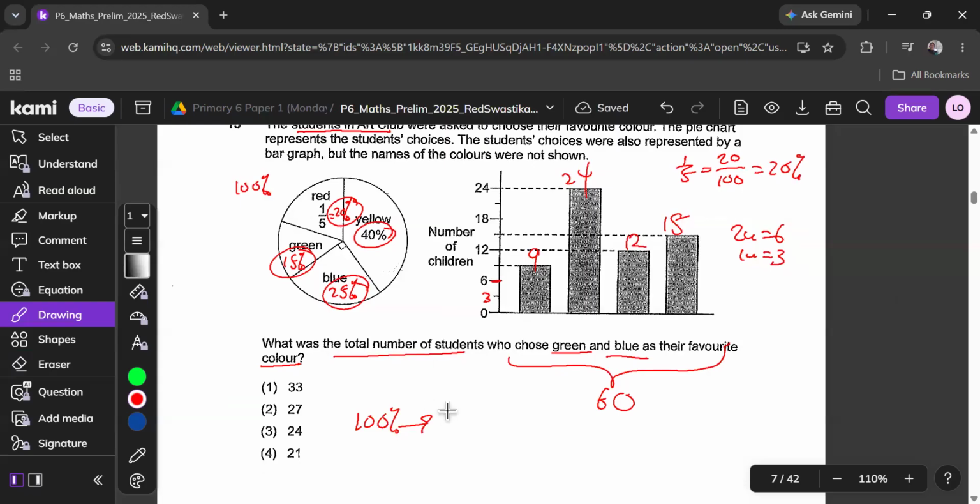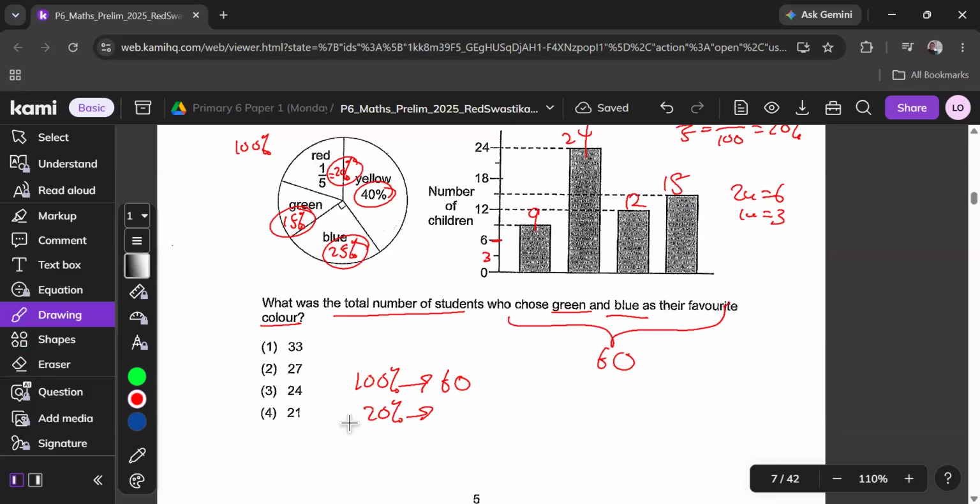100% is the total. Okay, 60. So what am I trying to do? I'm trying to find how many students like red, yellow, blue, green. So 100% is 60. Can you find 20%? So you divide by 5, jumping. Okay, you must know how to jump. Divide by 5. Then divide by 5. Get 12. Wow, you got 20% is 12 already, which is red.